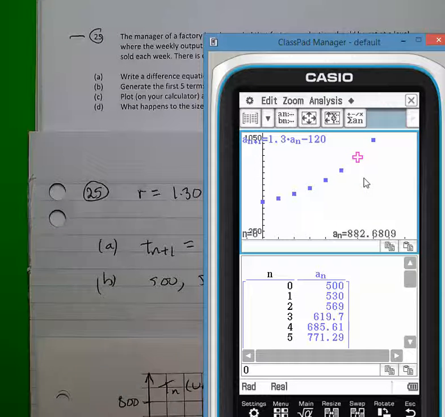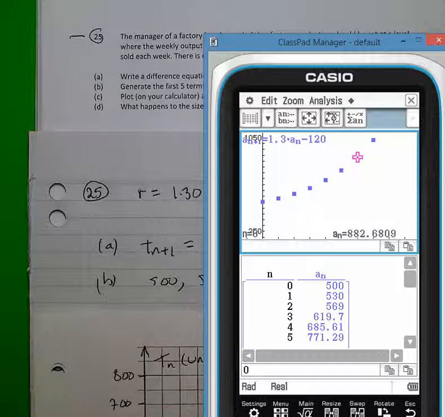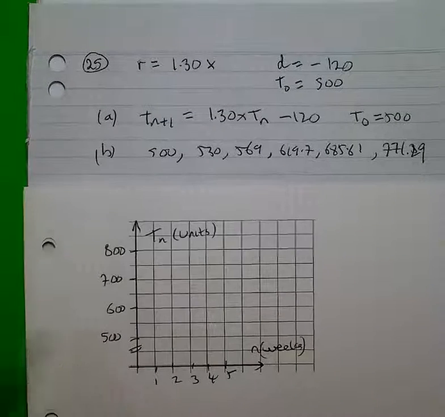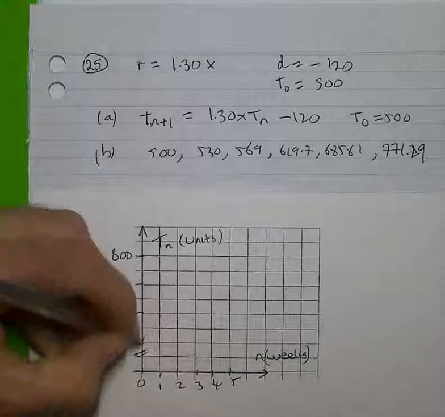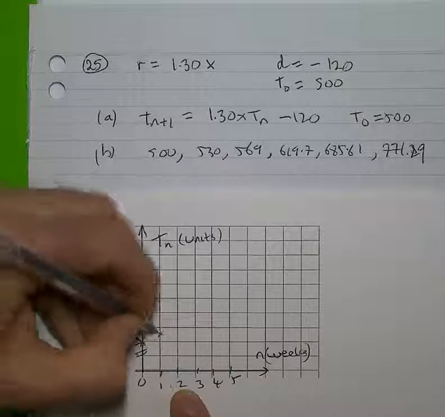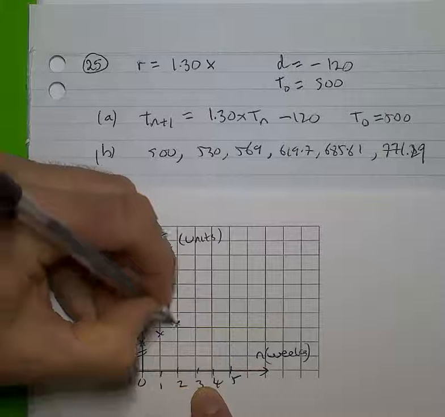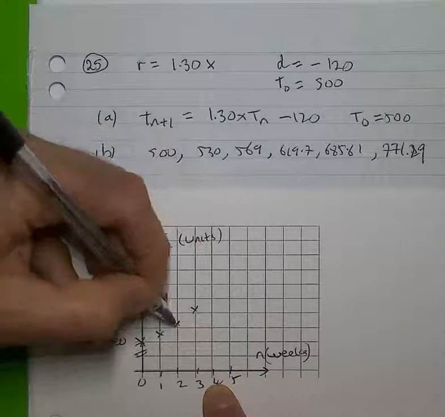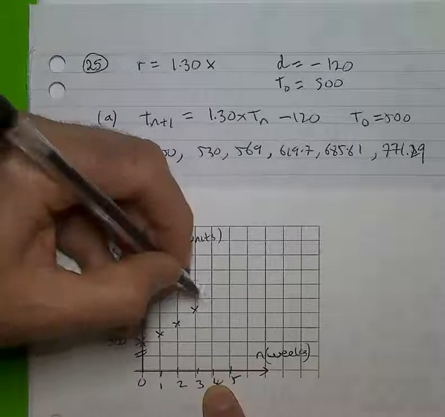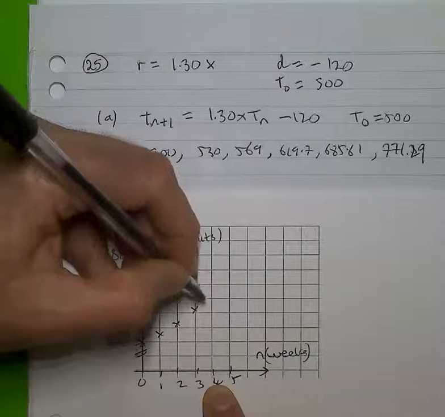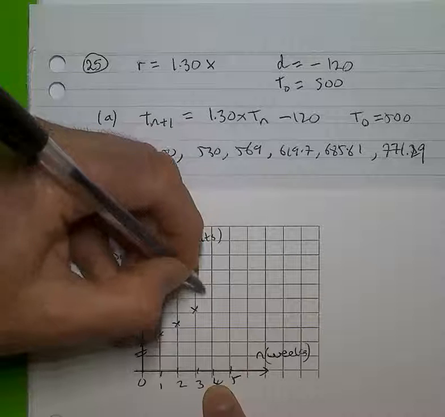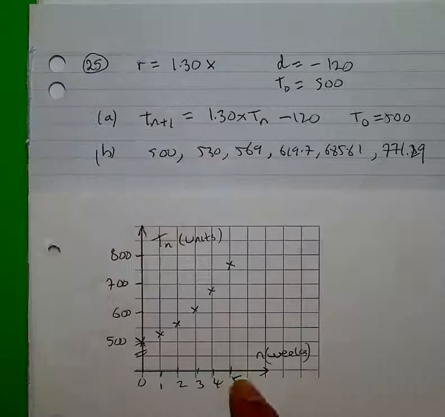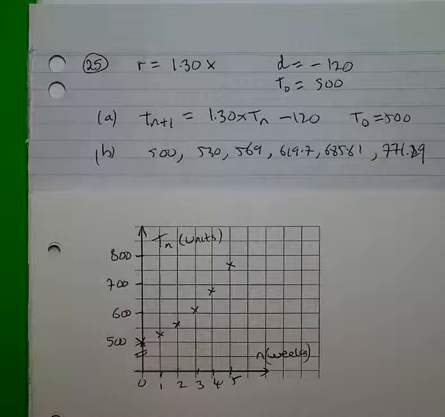So when I scale this up on my graph, now, just move that out of the way, this is what I'm going to have. 500 initially, then 530, 569, 619, and 685. I could continue that if I've got 771, so I'll continue that through to there. So you can see the graph is quite easy to generate.